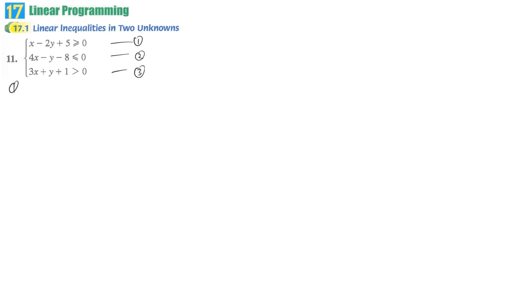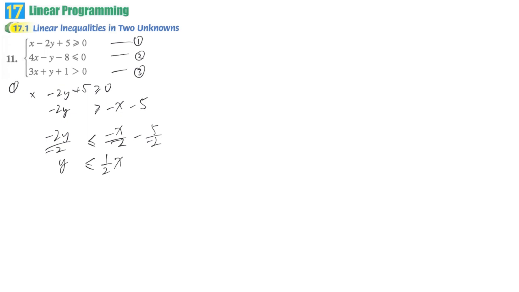The first inequality, x minus 2y plus 5 is larger or equal to 0. So just put y alone, and then divide both sides by negative 2. And it triggers a change in the direction. Be careful about that. y is smaller than 1 over 2 times x and then plus 5 over 2.